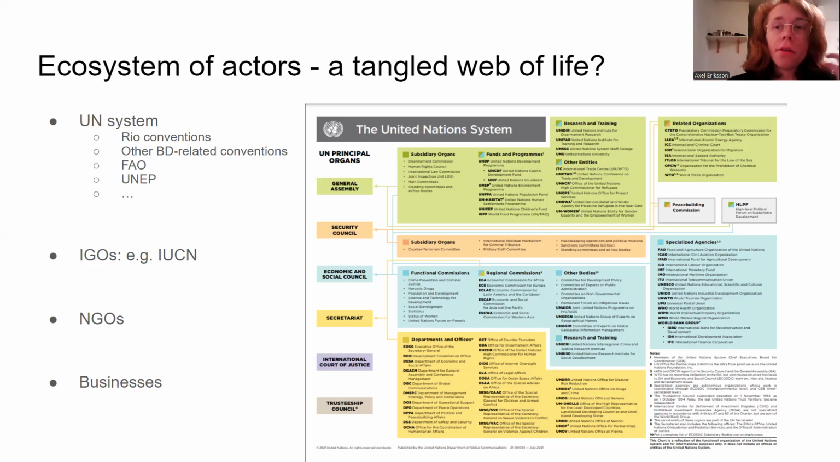But aside from the UN, there are also intergovernmental organizations such as IUCN, the International Union for Conservation of Nature, which has governments as members. So these are also included in this agenda item. There are NGOs, non-governmental organizations, which work at the international level. For example, WWF or Conservation International. There are many different ones. There are also businesses. So there are a lot of different actors who are involved in biodiversity internationally somehow.